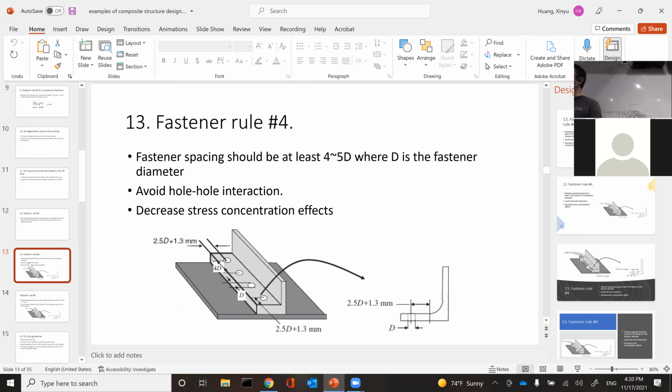You don't want fasteners one diameter apart, hundreds in a row. That's like a pre-crack. You're basically inviting the thing to fracture from there. So as a rule of thumb, the fasteners should be 4 to 5D apart. So if the diameter, let's say, is 1/4 inch, you want to put 4 times 1/4 inch in between the holes. You space them out. So you have less hole-to-hole interaction, and you decrease the stress concentration effect. Okay.